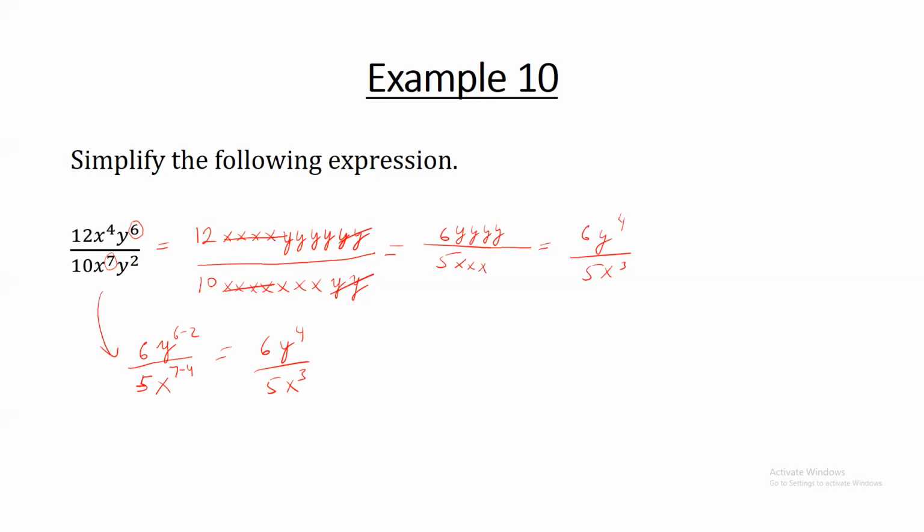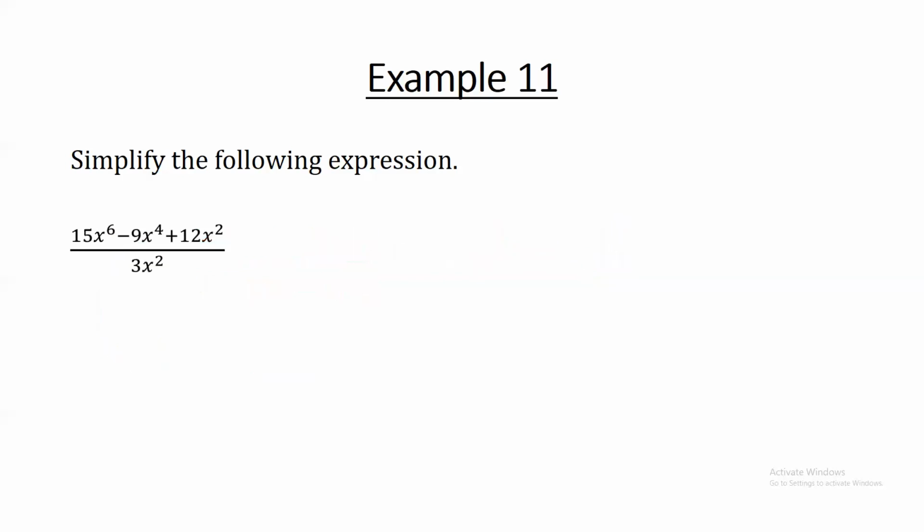Let's take a look at one more example. 15x to the 6th minus 9x to the 4th plus 12x squared over 3x squared. What we have on the top is not just one term, right? We have 3 separate terms. And this should tell you that the appropriate thing to do is to use the distributive property. You can distribute the division.